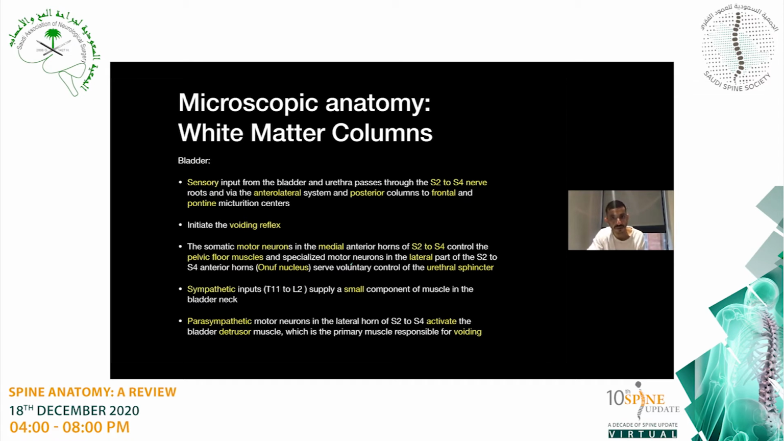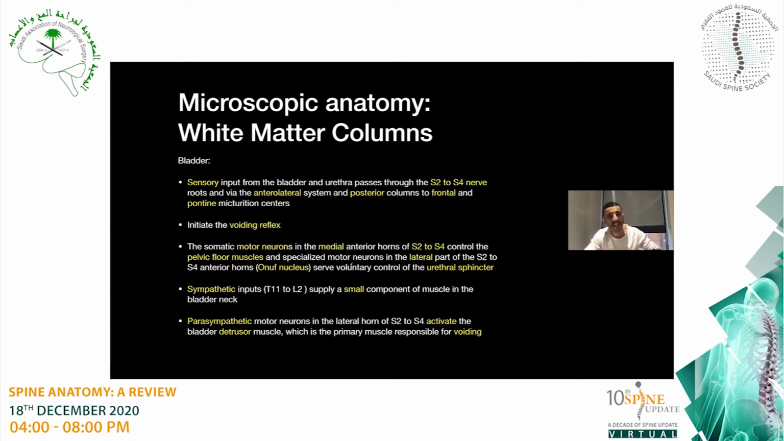So voluntary control, it's coming from the sensory input from S2 to S4, which is the pudendal nerve, going, same thing, dorsal root ganglion, going to the posterior part of the gray matter, then anterior lateral system, to the posterior column, to the center of micturition, which is the frontal lobe and the pontine micturition center. And this sensation going to the brain activates the voiding reflex, then it will go to the somatic motor neuron, to the S2 to S4, to contraction of the pelvic muscles.